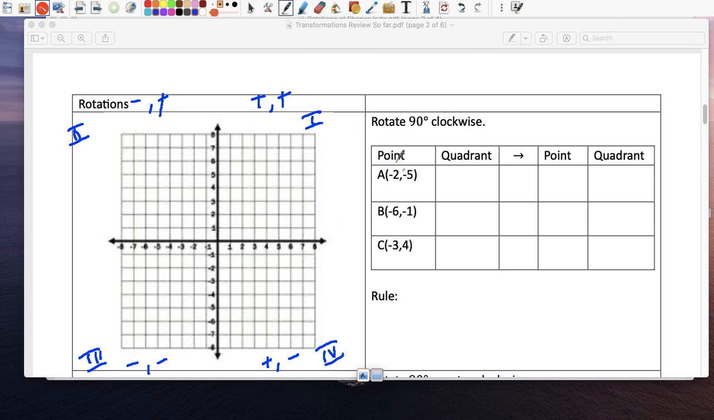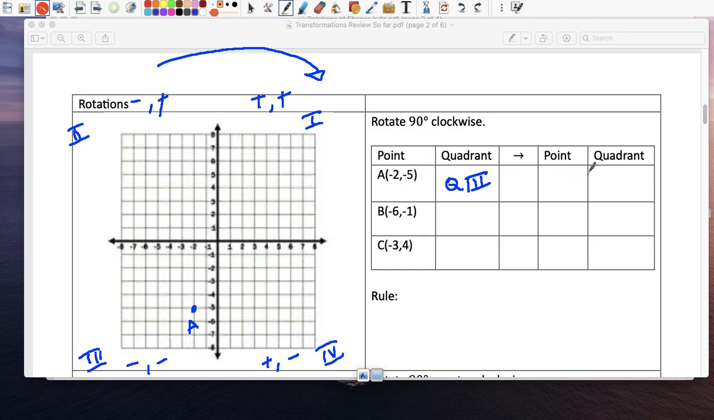Point A, and let's do it. We're rotating clockwise, which means we're going this direction. Point A is -2 and -5, which is right here. It is in quadrant 3. I'll do one point at a time, and I'll write point A. So A is in quadrant 3, and if you rotate 90 degrees clockwise, it means that point A is going to go from quadrant 3 to quadrant 2. That's it. It's one quadrant over.